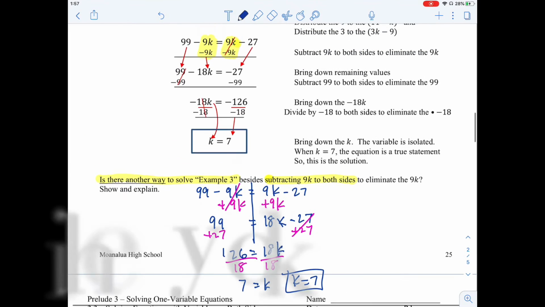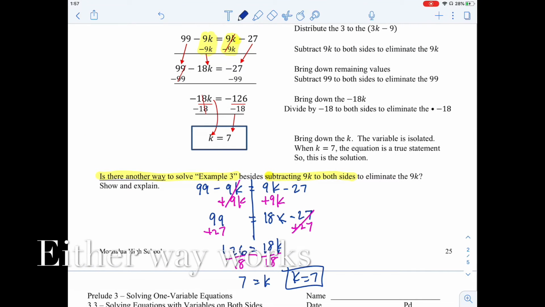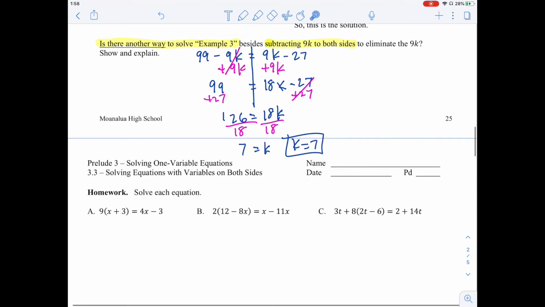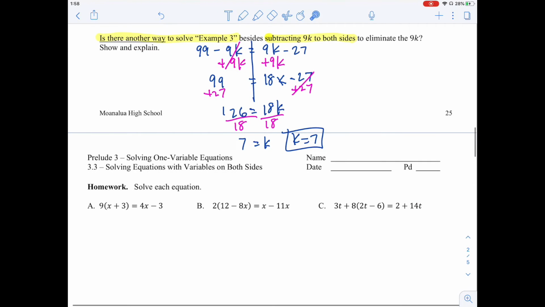So whichever way you want to do it, you can always get rid of the right side variable like this, or because this was negative, you could add it so that the right sides are positives if you want to avoid that negative. But either way, you get the same answer. If you get confused, just always get rid of the right side. It's usually easier if you're confused what to do, right? Just get rid of the right side one.